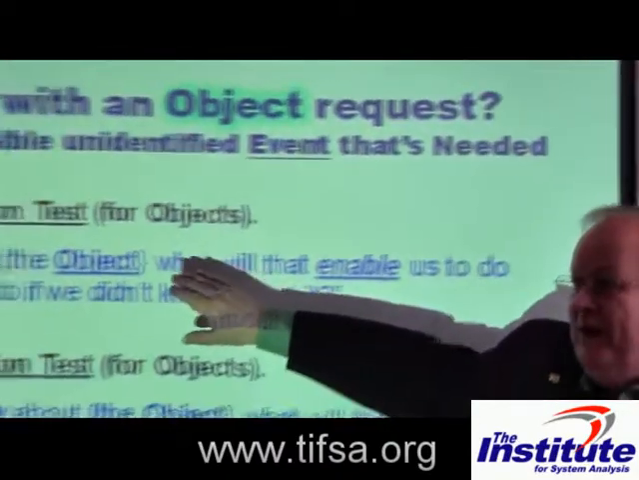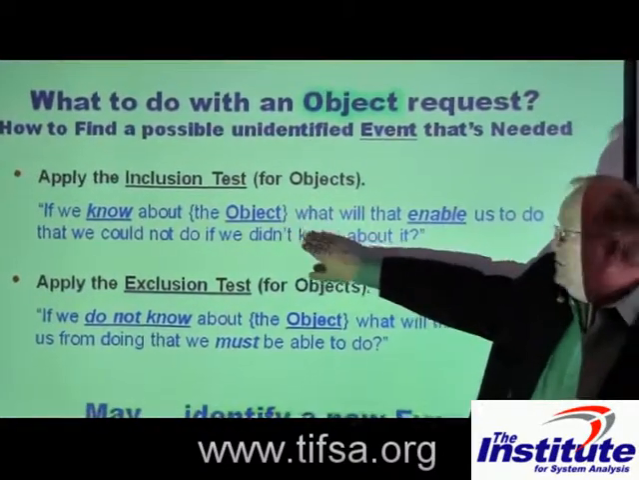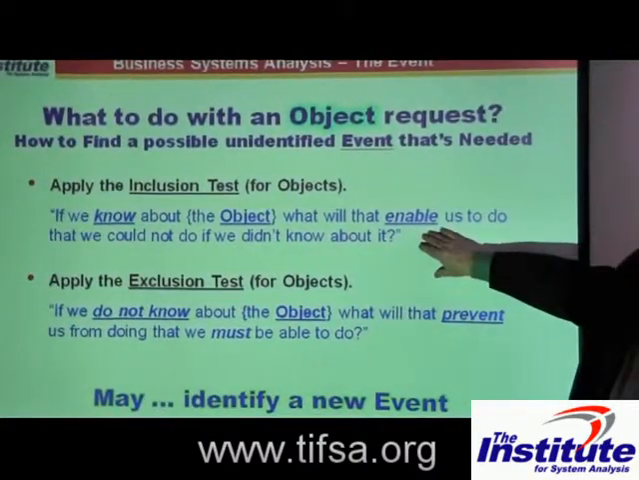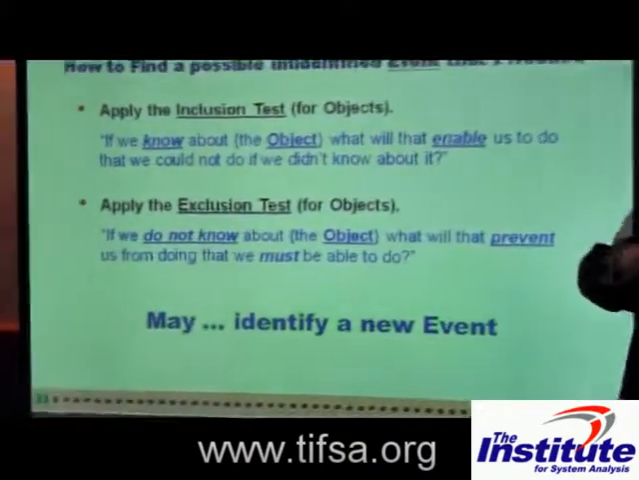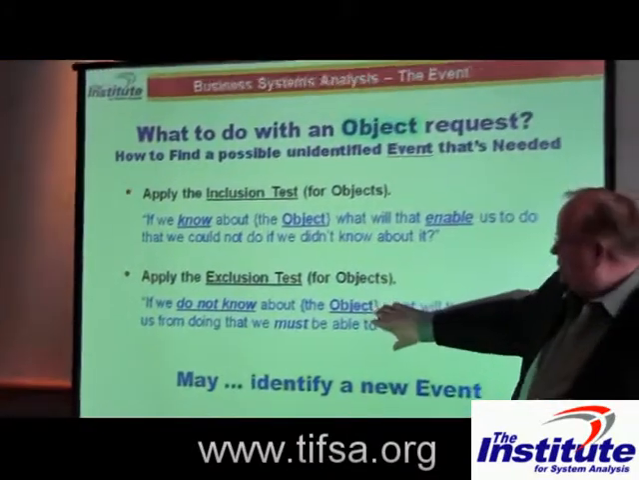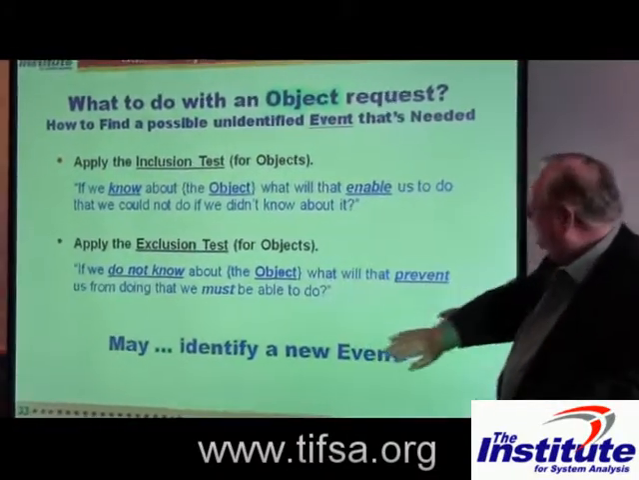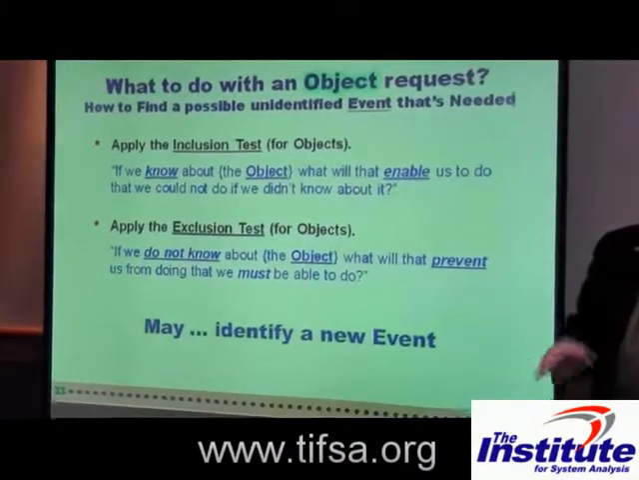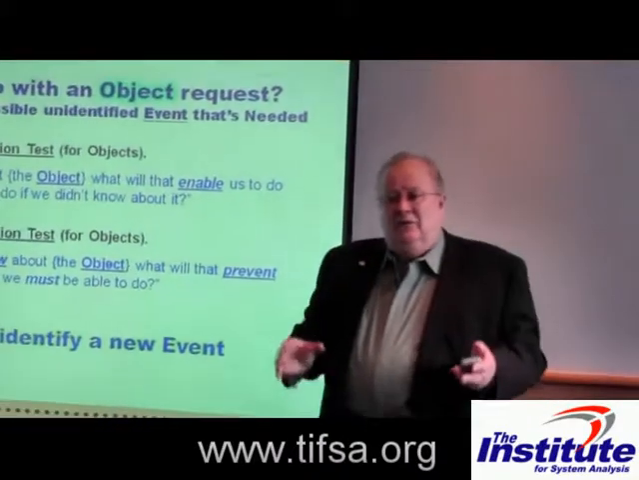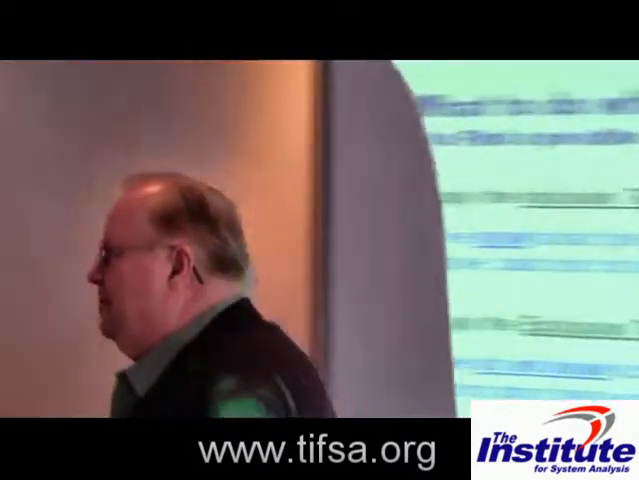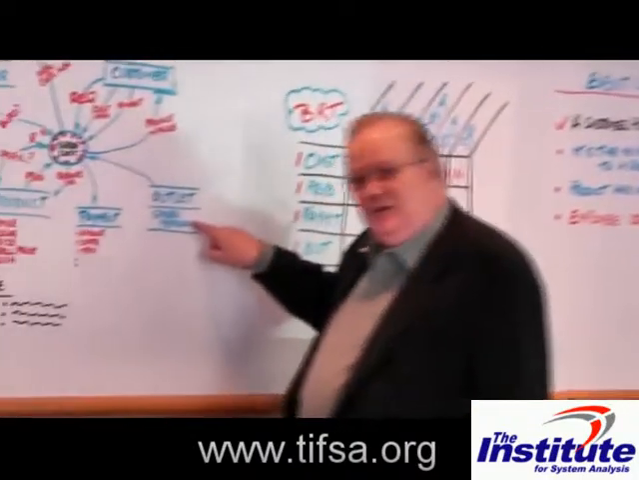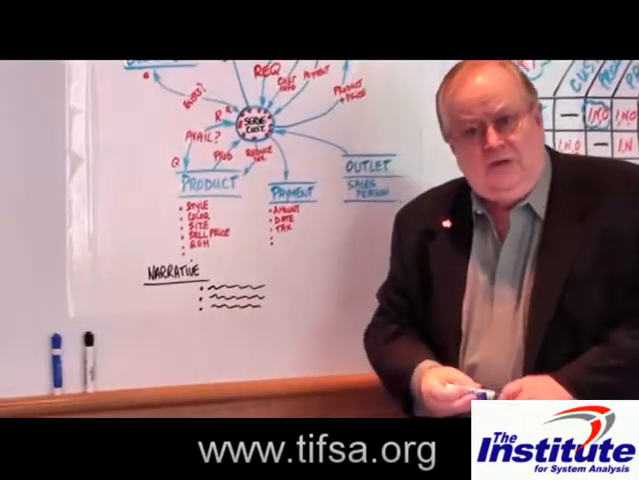And that is, if we know about the salesperson who served the customer, what will that enable us to do that we have to be able to do? Or from the other perspective, coming at it from the other side, if we don't know who the salesperson is who served the customer, what would it prevent us from doing that we have to be able to do? And the subject matter expert might say, well, we need to know the salesperson because we have to be able to figure out the commissions. So if we go over here again, we can then add salesperson as an object if it wasn't there to start with.